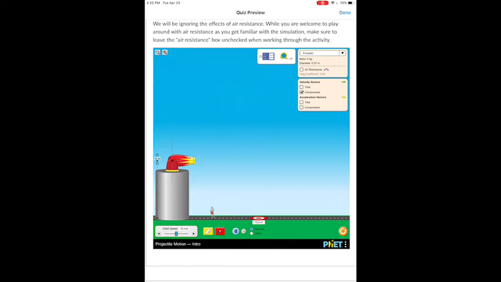Okay, so this is a fun simulation to play around with. In question number one, they ask you to change your launch height to 15 meters and to change your launch angle. You notice you can change the angle. You want to make sure that's at zero, so you're launching horizontally.